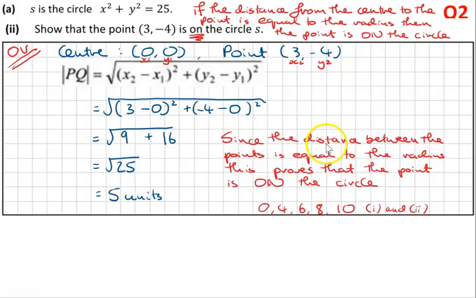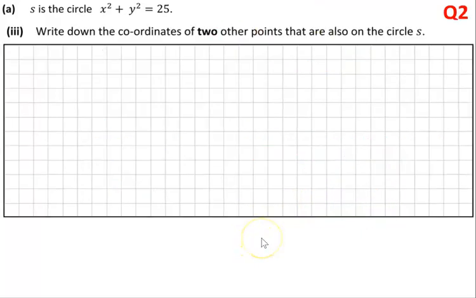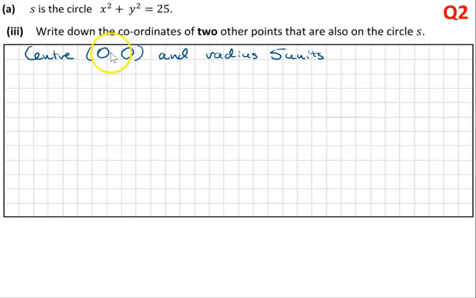So since the distance between the points is equal to the radius, this proves that the point is on the circle. So part 1 and 2 is for 10 marks. Part 3. Write down the coordinates of 2 other points that are also on circle S. So we know the centre is 0, 0. And we know there's a radius of 5 units.